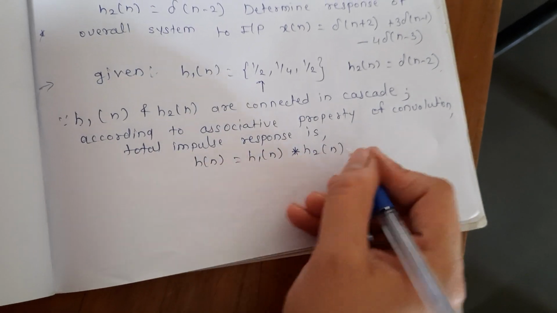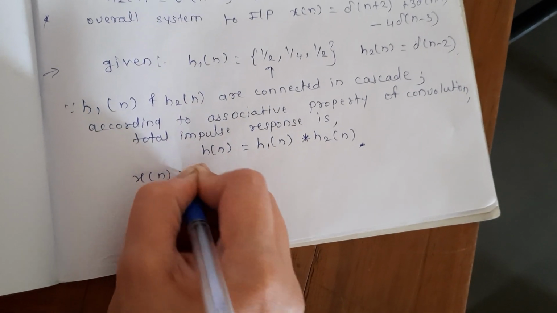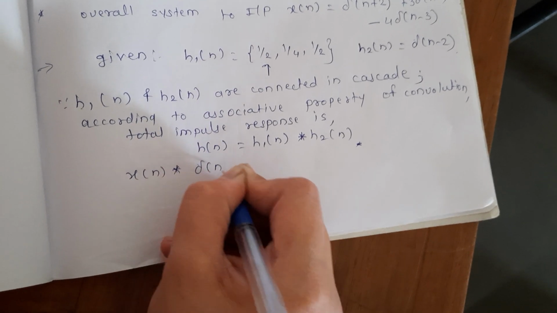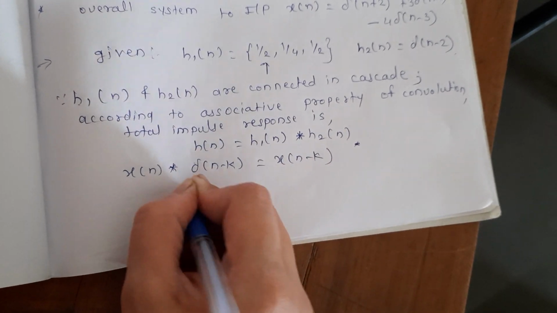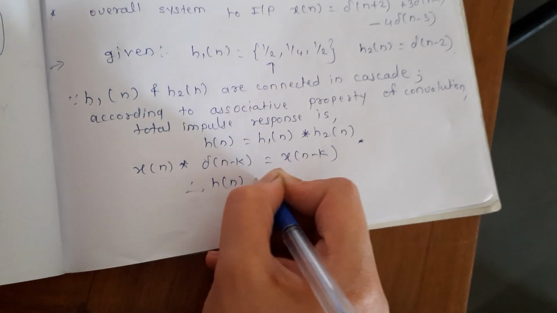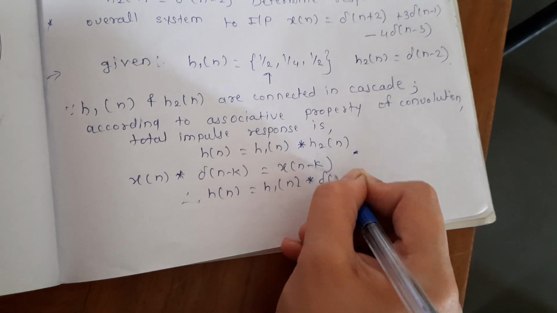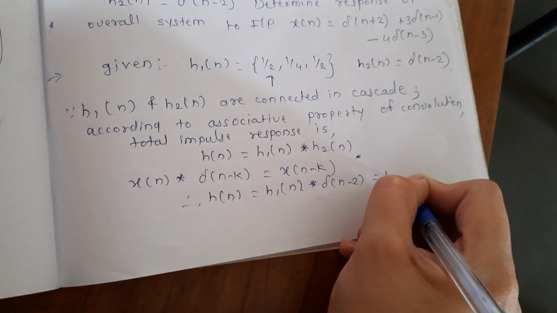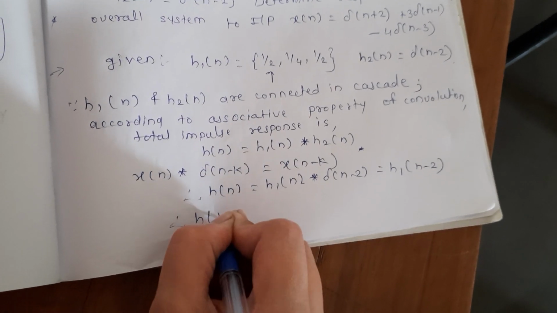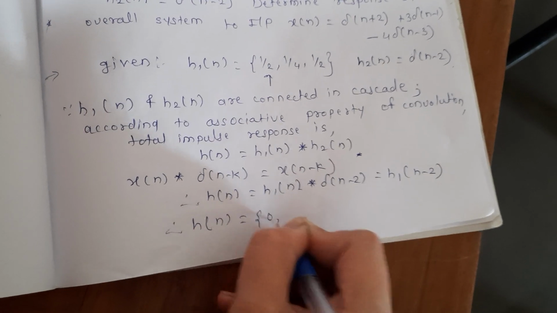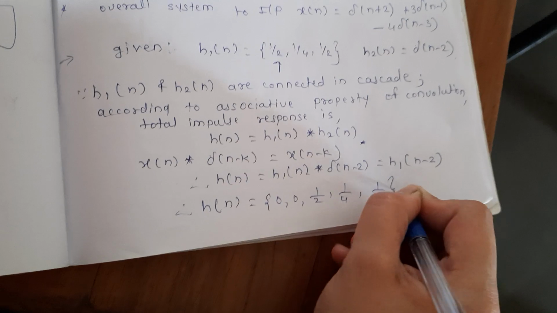Now we have the property of convolution: x of n convolved with delta of n minus k is equal to x of n minus k. So h of n is equal to h1 of n convolved with delta of n minus 2, which is h1 of n minus 2. So h of n is 0, 0, 1/2, 1/4, 1/2.